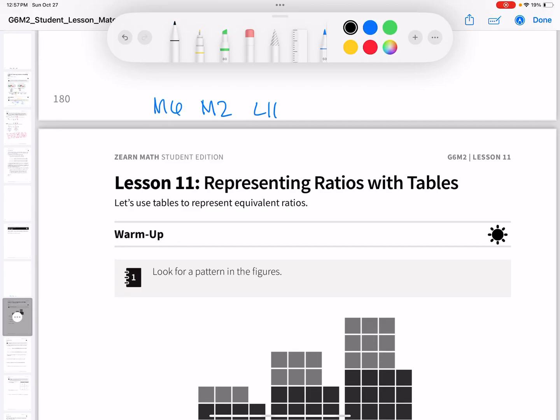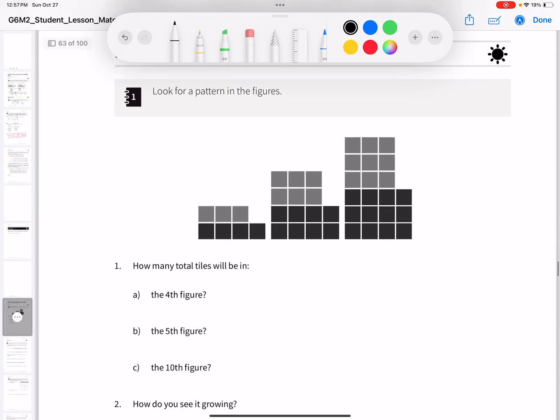Today we are doing Math 6, Mission 2, Lesson 11, representing ratios with tables. All right, so let's do our warm-up. Look for a pattern in the figure.